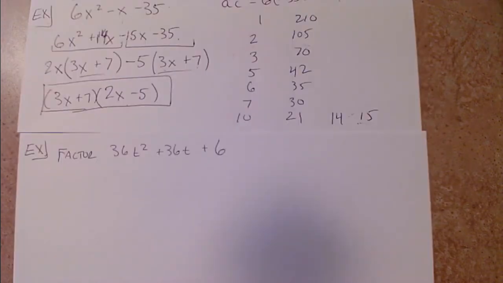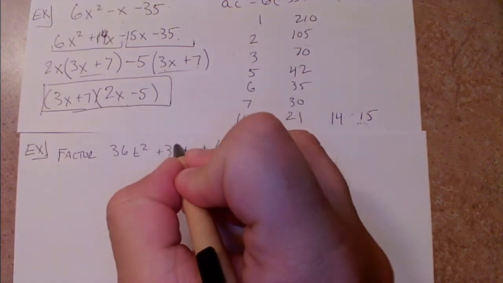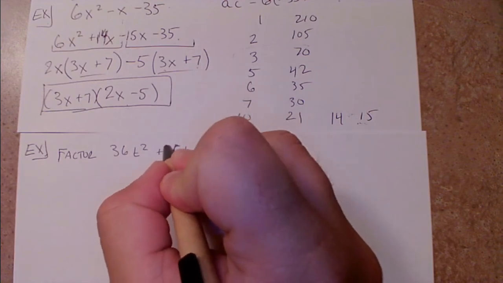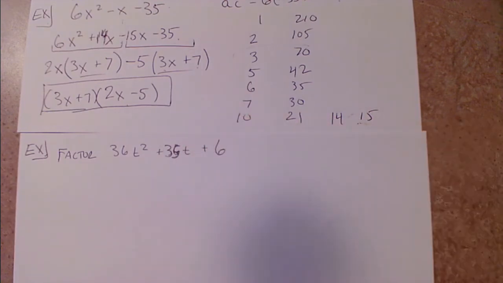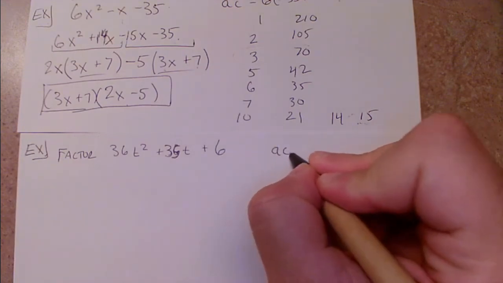All right, for my last trick, we're going to do, let's see. First off, there's a typo here. I wrote it down wrong. This should be 35t. But we're going to do 36t squared plus 35t plus 6. Let's give this one a shot. We're going to do the AC method.